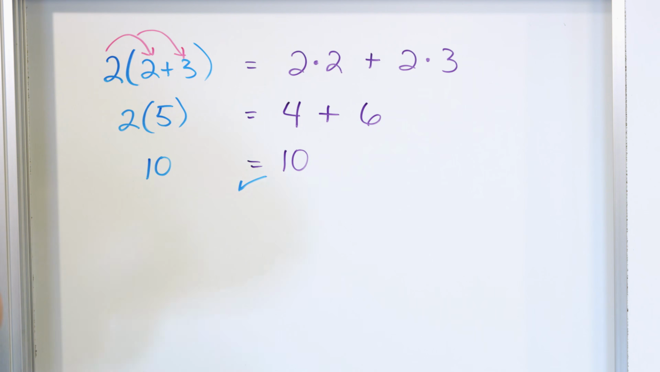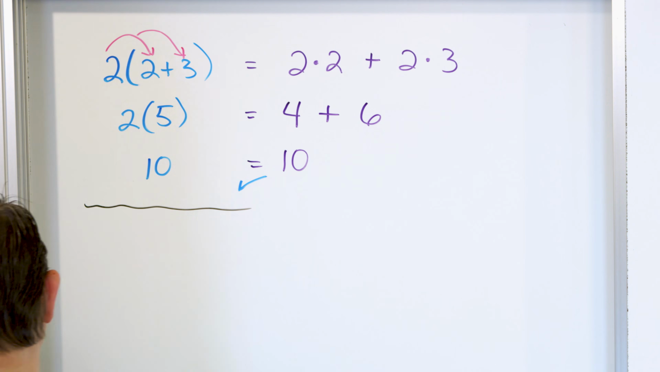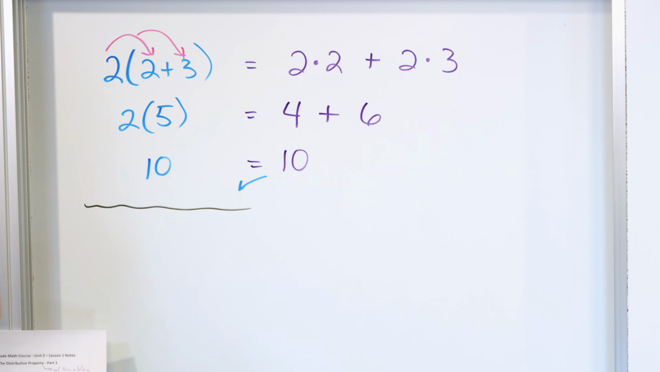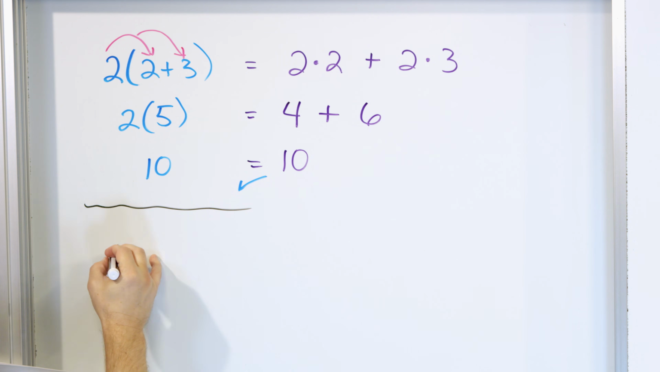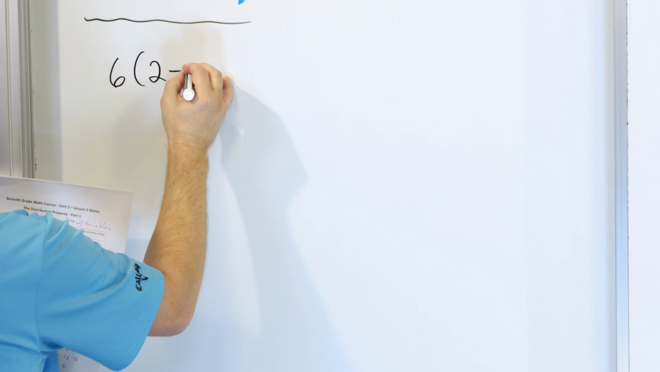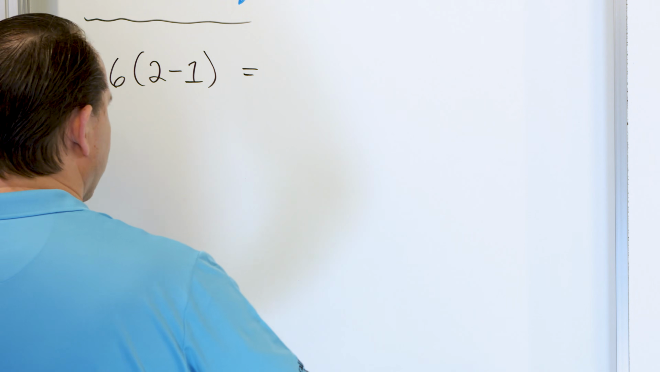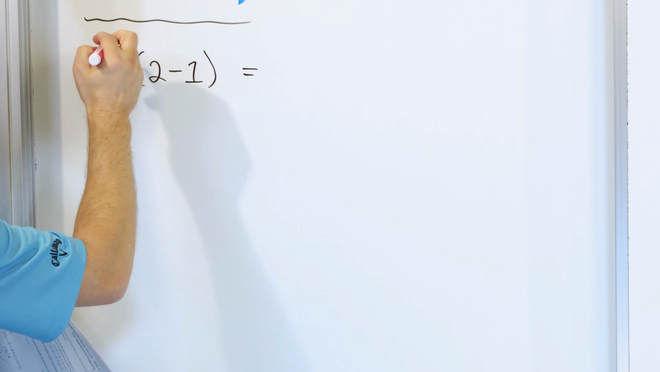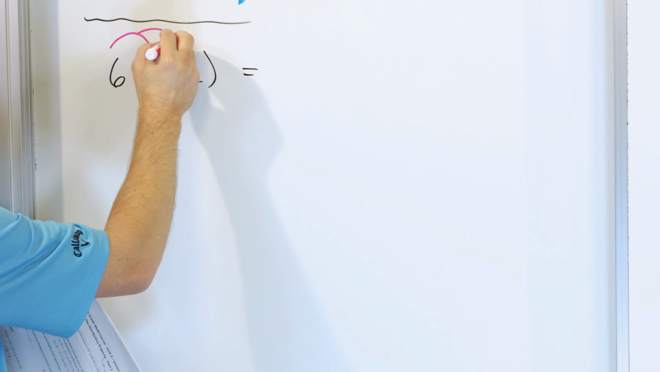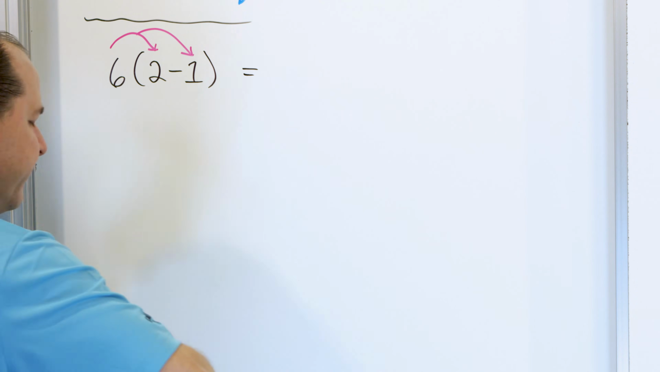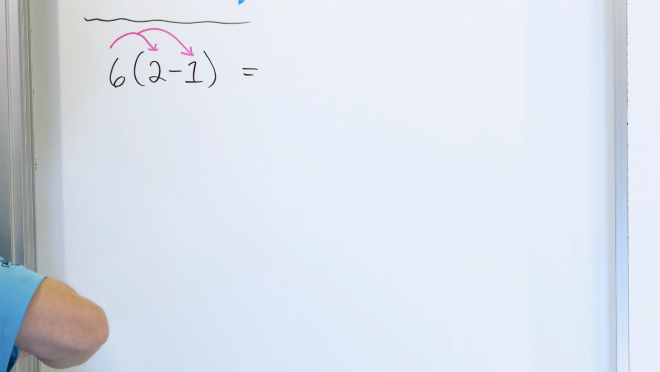Now, what happens if you have something linked with a minus sign? And after this one, we're going to do it with variables, as well, with letters, right? Let's say we have 6 multiplied by 2 minus 1. Well, let's use the distributive property here. We're going to have this 6 multiplied in times the 2, and then also multiplied in times the 1. It gets multiplied into each interior item.